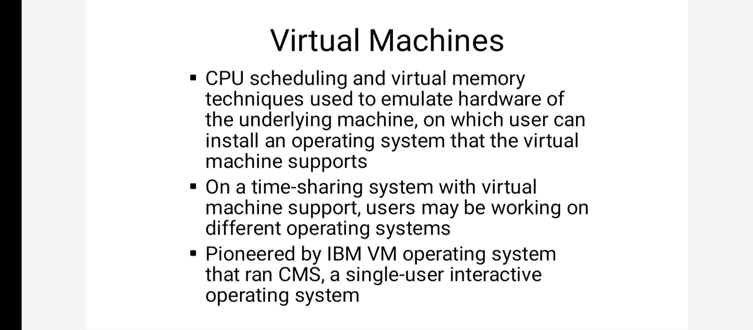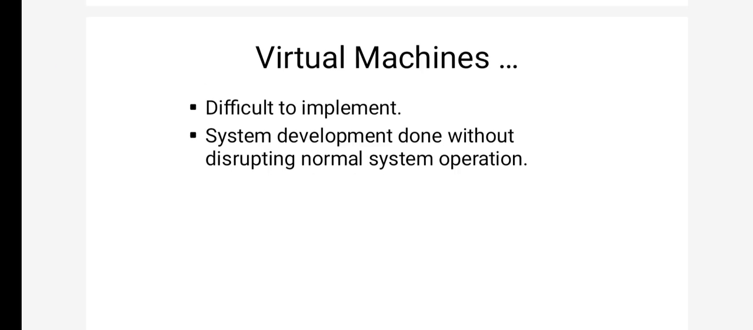CPU scheduling and virtual memory techniques are used to emulate the hardware of the underlying machine, on which a user can install an operating system that the virtual machine supports. On a time-sharing system with virtual machine support, users may be working on different operating systems, pioneered by the IBM VM operating system that can run CMS, a single-user interactive operating system. Virtual machines make difficult system development possible without disrupting normal system operation.